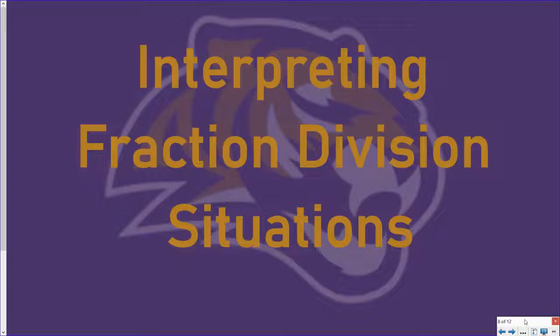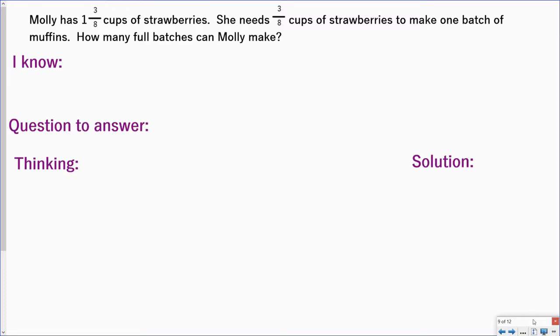In this video, we're going to take a look at interpreting fraction division situations. So here we have a problem. It says Molly has 1 and 3/8 cups of strawberries. She needs 3/8 cups of strawberries to make one batch of muffins. How many full batches can Molly make?